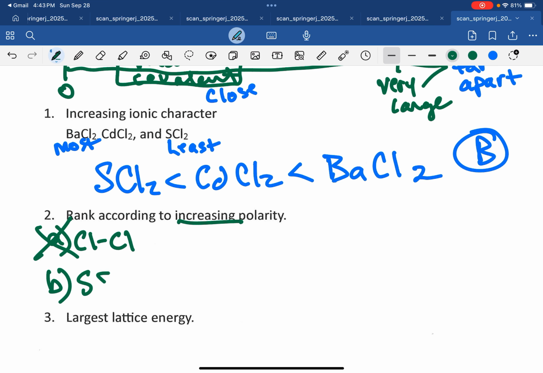Let's see, what does it look like on B? Well, it's got the S-S first, which would be least polar. But if you look at the other two, Al-S and P-S, P and S are right next to each other, so that would be less polar than Al-S, which is farther apart. So that's no good. Did you get that? P and S are pretty close together, so that would not be the most polar. That would be somewhere in the middle.